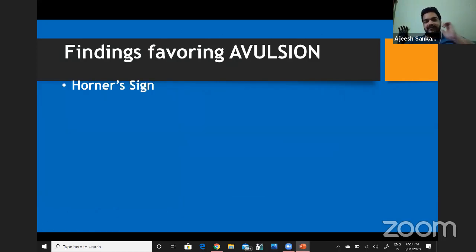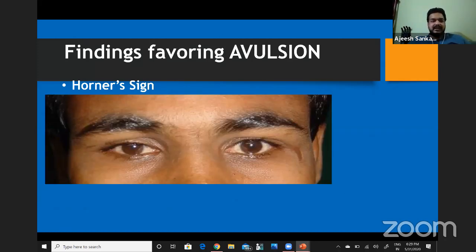So what are the findings? Again, I think this is a common question that comes up in an exam: what are the findings that suggest a preganglionic injury or an avulsion? First and foremost, what can easily be picked up on examination is the Horner's sign. Looking at the eyes, that would be a combination of miosis, ptosis, and enophthalmos.